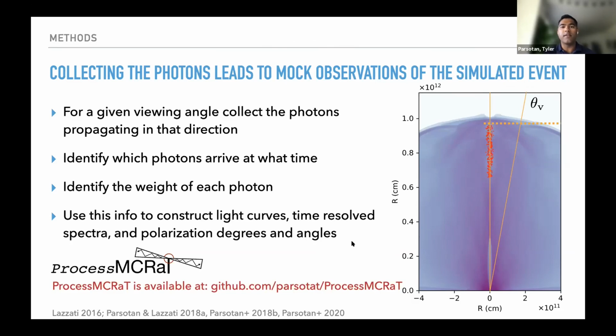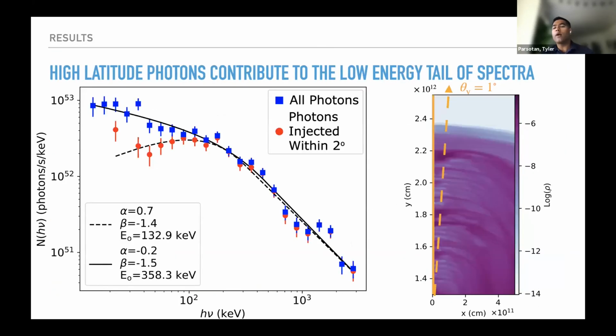So I'll be giving you a little taste of what we're able to do here, and then I'll jump a bit more into the optical portion of things, some of the newest results that we've acquired. One thing that we're able to do with ICRANet is look at how high latitude photons contribute to the spectra that we, quote unquote, observe in ICRANet. So what I'm showing you here is for an observer that's located 1 degree off the jet axis.